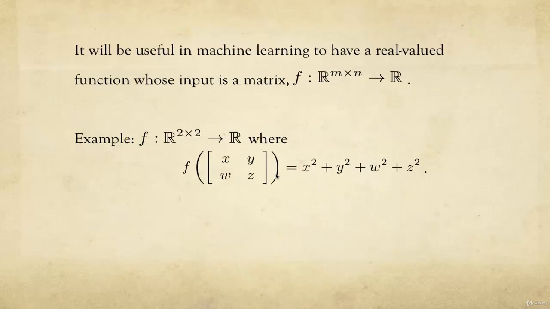It's useful sometimes in machine learning to be able to have a function defined on matrices. So consider a function defined on an m by n matrix that is a real valued function, so that the output is a real value. For example, here's a function that is defined on a 2x2 matrix, and it outputs a real number because it's a real valued function. And all it does is square all the entries and then add them together. So we'll see this a lot when we start doing neural networks.